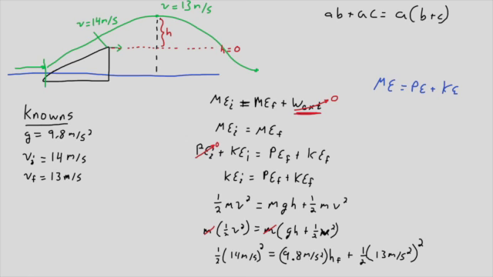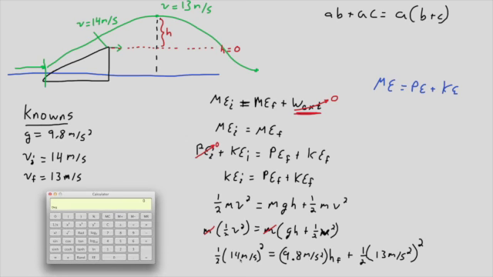So let's go ahead and see if we can figure out what these numbers would be. So in the initial case, I've got 14 meters per second squared. So let's see what that is. 14 squared gives us 196, times 0.5 is going to give us 98 meters squared per second squared. And that's going to be 9.8 because this part here has yet to change.